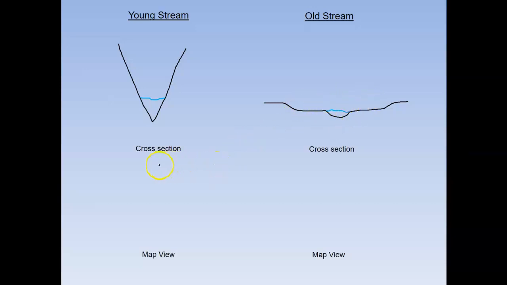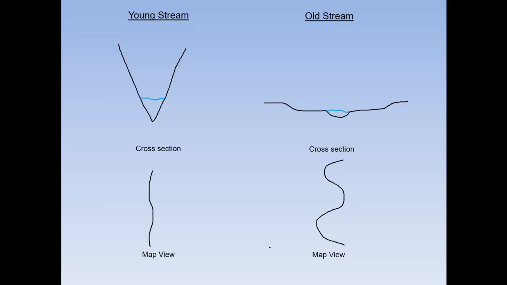Now we can also look at a map view. The other way to distinguish young from old is, in general, our young streams will be fairly straight. It'd be flowing like this if we were looking down from, let's say, our airplane. Whereas in an old stream, we tend to see the river does this. It's called meandering, where it moves back and forth. And so just in a map view, we might be able to tell something about the age of my stream, old versus young.